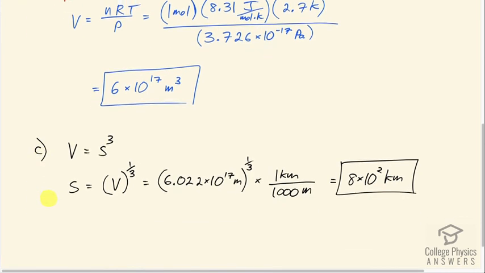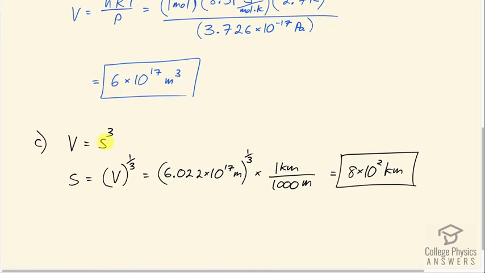In part C, let's suppose that this volume is enclosed in a cube, and the question is, what would the side length of that cube be? So the volume of a cube is its side length to the power of 3, and to solve for s, we raise both sides to the exponent 1/3. And so the side length will be 6.022 times 10 to the 17 meters to the power of 1/3, and then we convert that into kilometers, since the question asks for our answer in kilometers, by multiplying by 1 kilometer for every 1,000 meters, and we get 8 times 10 to the 2 kilometers, which is about 800 kilometers.